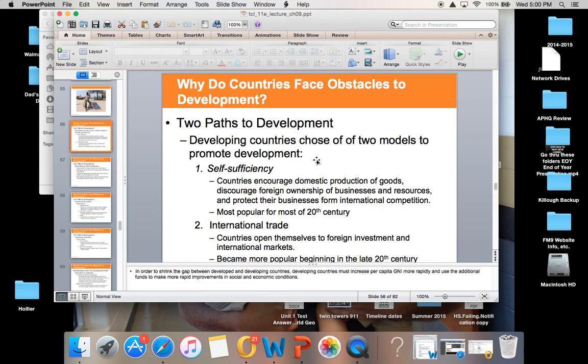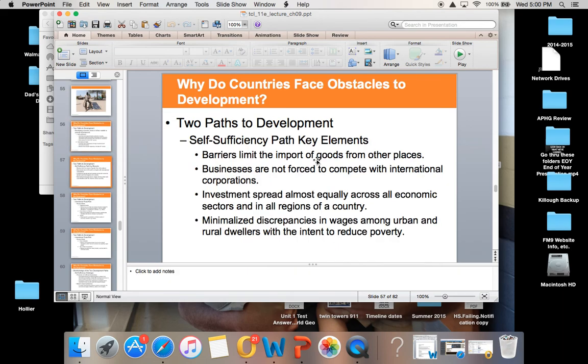The barriers that limit the import of goods to other places, and what they do. They have high taxes for self-sufficiency. Let's look at that, okay? They have high taxes to keep people from wanting to import or export, okay, keeping it within the country. They take care of the businesses that are fledgling, okay, that are not making it. They invest in a spread as equally as possible across the sectors of a country's economy and in all regions. So you're looking at, they're trying all they can to keep companies here within their borders, okay?